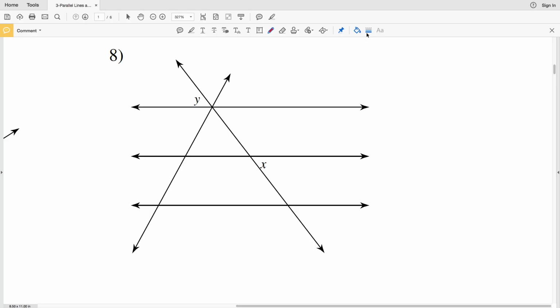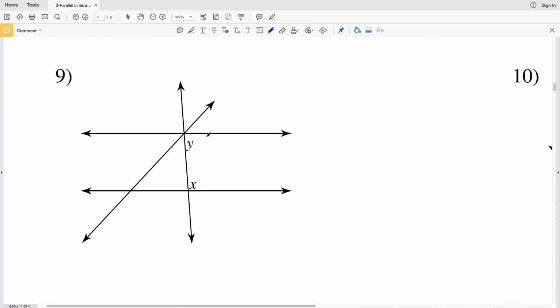Let's look at which lines we need to focus on. Angles y and x are formed by this transversal and these two lines. Now you can see that x and y are on opposite sides of the transversal, and they are outside of the lines intersected. Therefore, they are alternate exterior angles.